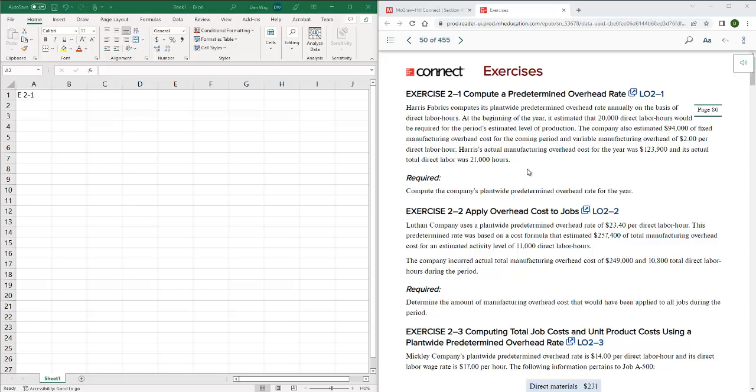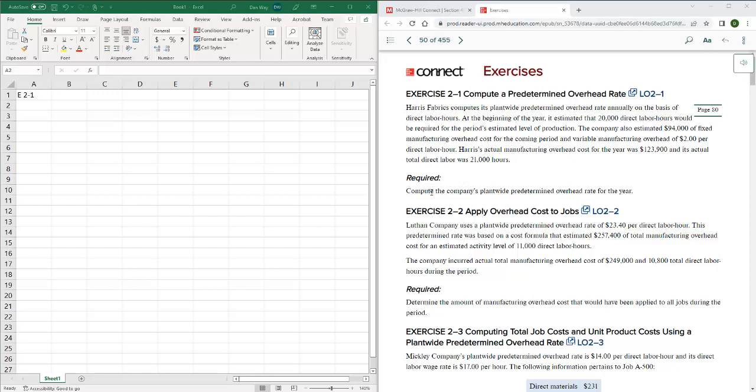the period. So in this case here, we said at the beginning of the year, it estimated that 20,000 direct labor hours would be required for the period's estimated level of production. Also, it estimated that $94,000 of fixed overhead costs for the coming period and variable overhead of $2 per labor hour. Harris's actual overhead cost for the year was $123,900.